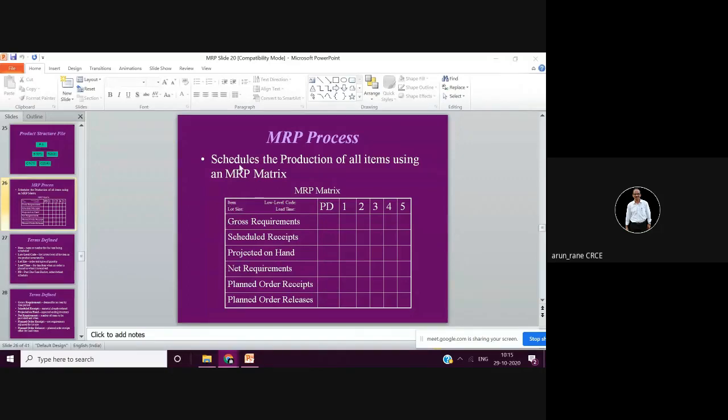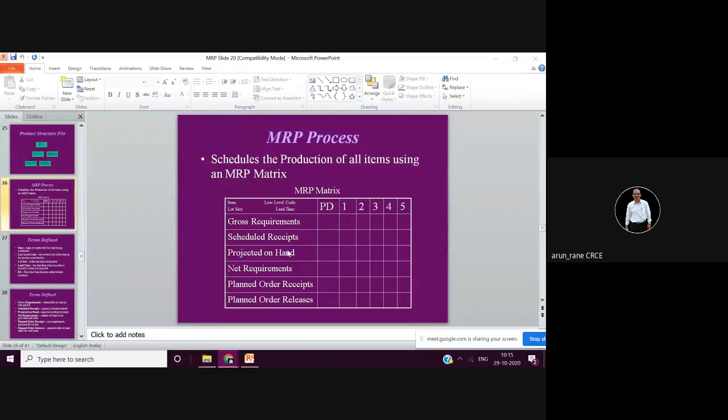So the MRP process: you need to prepare a schedule, and this is what is called the MRP matrix. What are the gross requirements? Then you might have placed an order with your supplier, so that is what is called the scheduled receipt. When are you going to receive it from the suppliers or from outside traders, like bearings, nuts, bolts, or gears? Suppose you don't have gear manufacturing facilities, you might have ordered gears somewhere else. So when are you going to receive those orders? That is what is called the scheduled receipt.